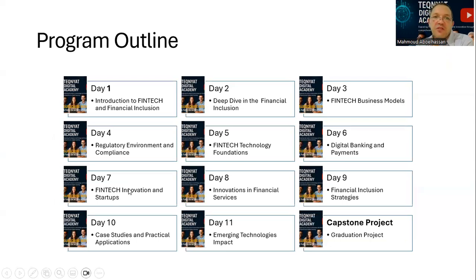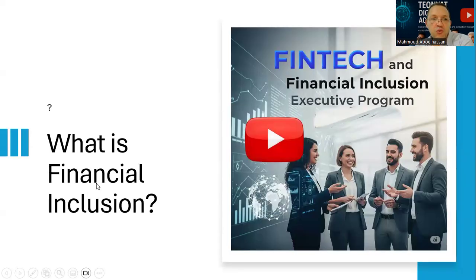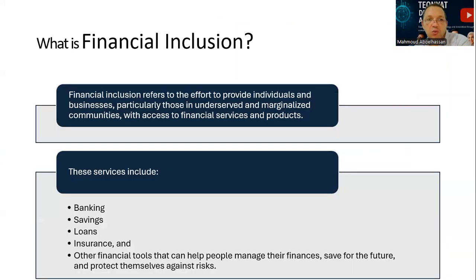Today we will deep dive into financial inclusion. First, let's know what we mean by financial inclusion. Financial inclusion is a term referring to the efforts to cover all individuals and organizations with financial services, especially those who are underserved or cannot benefit from banking or financial services and products.